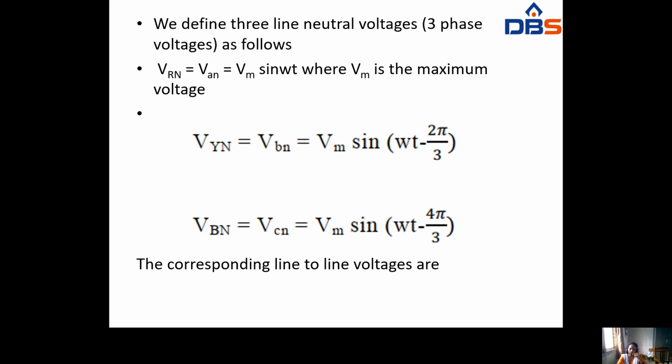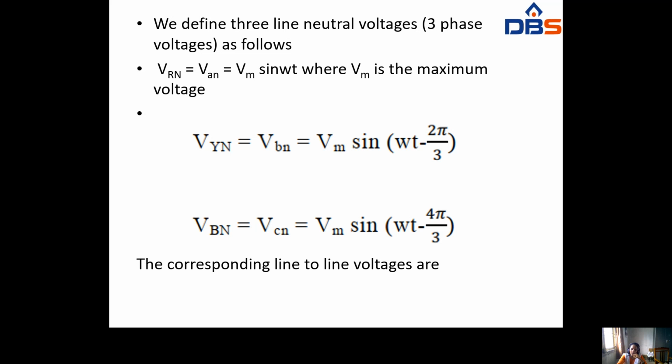So we define three line to neutral voltages. Here we are using three phase R, Y, B phases. The neutral voltages VRN, VYN, VBN are equal to VAN, VBN, VCN. VAN equals Vm sin omega t, where Vm is the maximum voltage, and VBN equals Vm sin of omega t minus 2 pi by 3, and VCN equals Vm sin of omega t minus 4 pi by 3.